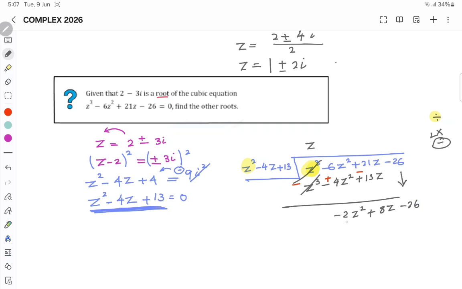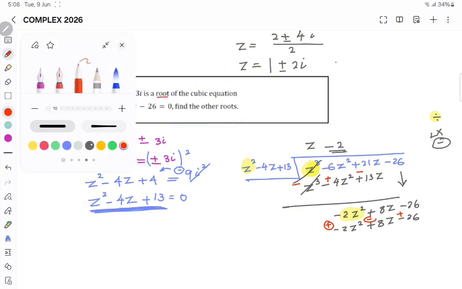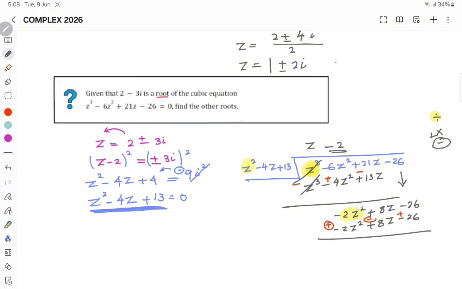Divide again, first by first. Negative 2z squared divided by z squared, it will be negative 2. Now we multiply that negative 2 by every term. Negative 2 times z squared, it will be negative 2z squared. Negative 2 times negative 4, it will be positive 8z. Negative 2 times 13, it's negative 26. Subtracting means we change the whole sign of the last one. Now we just collect like terms. All of them cancelled, one positive, one negative. So the remainder is 0.